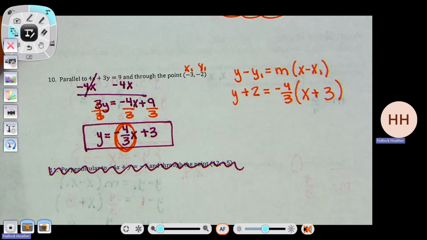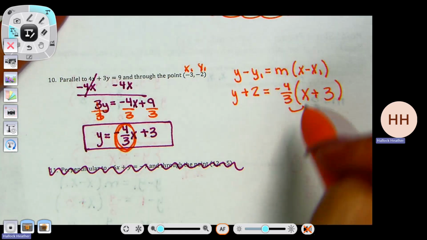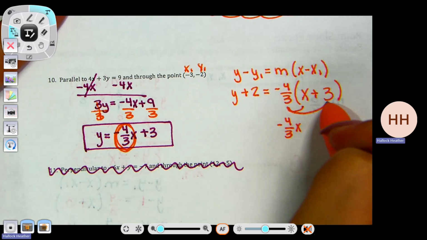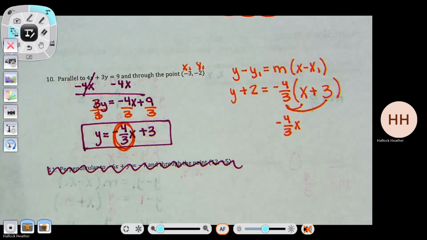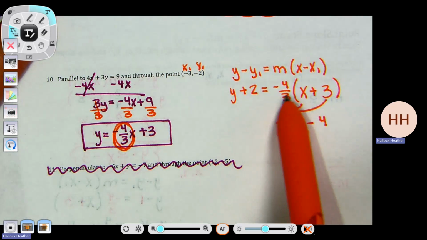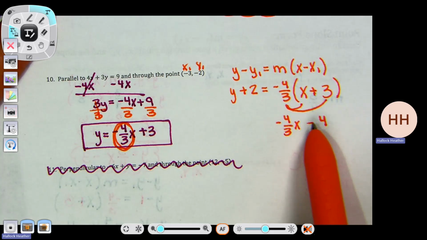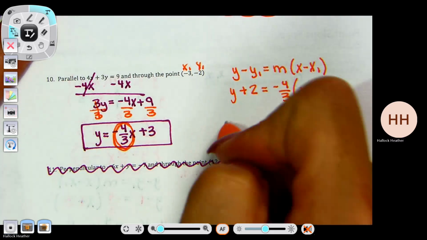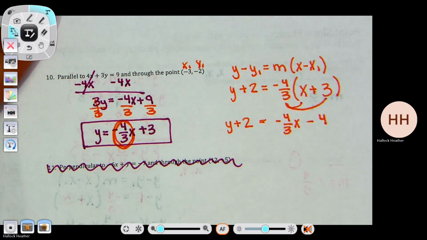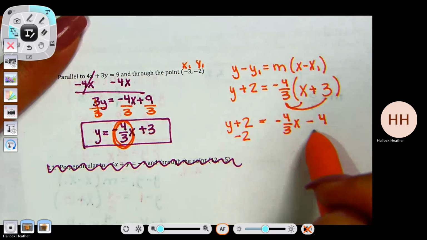I'm distributing using the calculator. Negative 4/3 times x is negative 4/3 x. What's negative 4/3 times positive 3? Positive 4 or negative 4? Negative, because it's a negative times a positive, so that's a minus sign. And then last step: subtract 2.